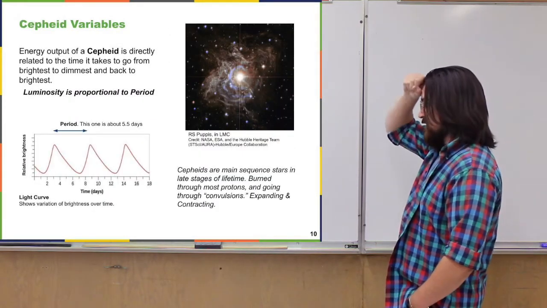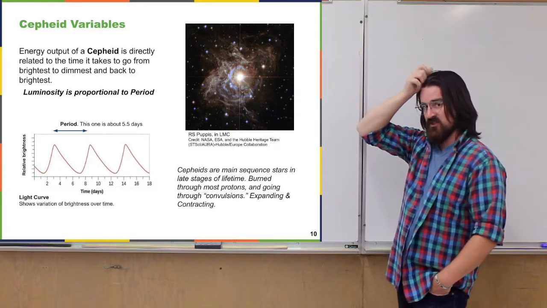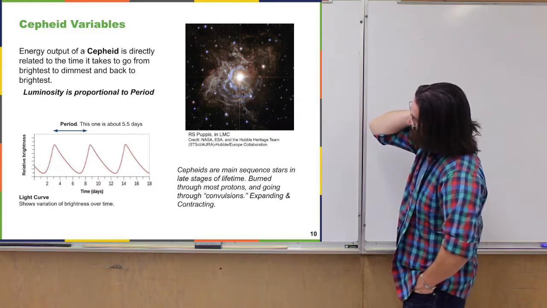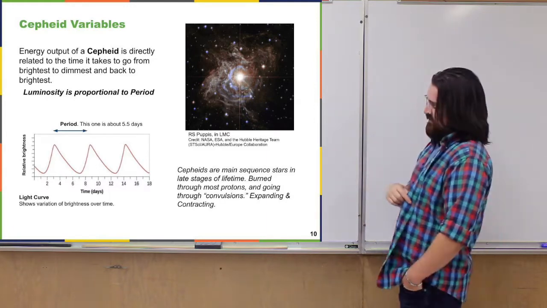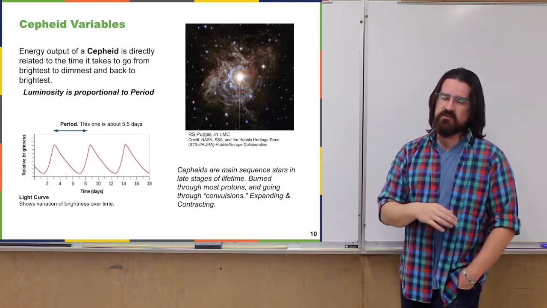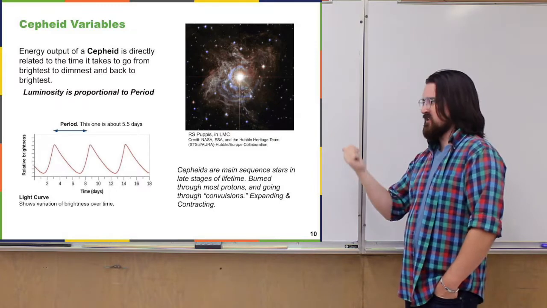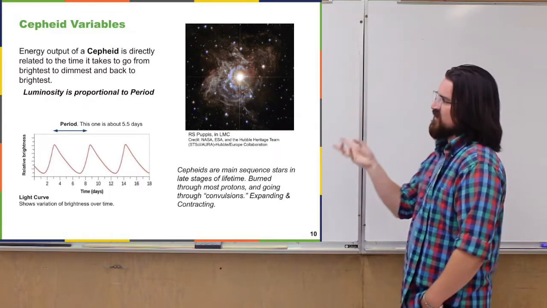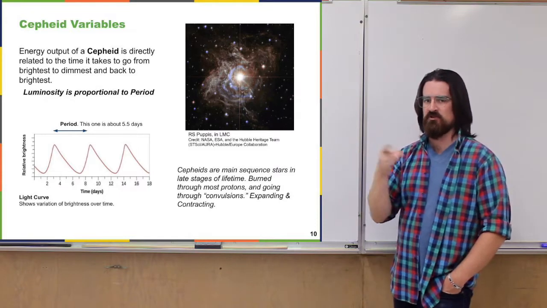What was found out by looking at a bunch of those Cepheids at roughly the same distance was that their brightness, or their luminosity, is directly related to the time that they take to go through a pulse. A more precise way of saying that is that their luminosity is proportional to their period.